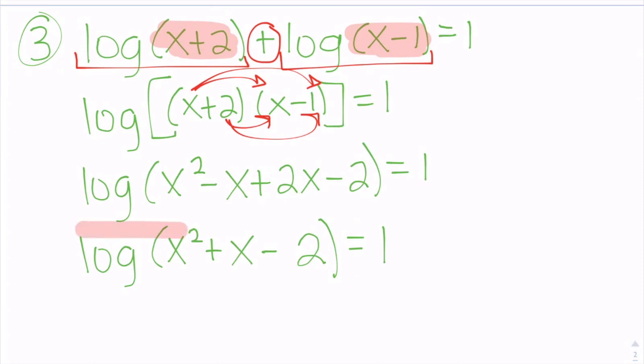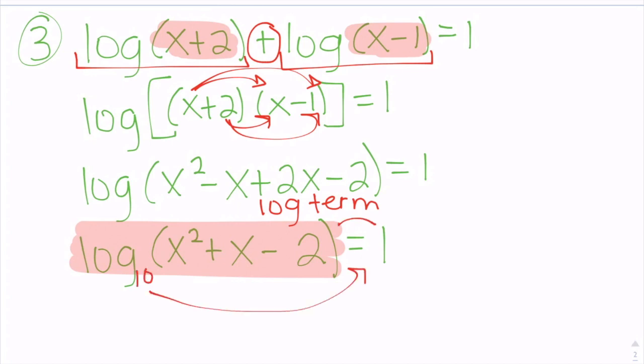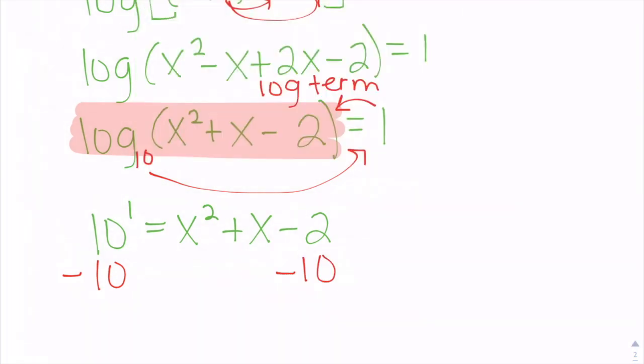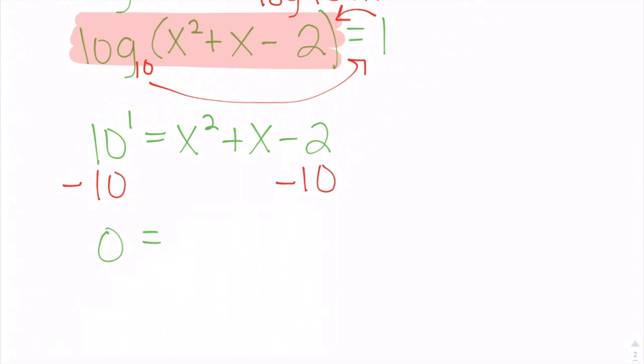And so now we have one single logarithmic term right here. And so that's our isolated logarithmic term that we want to use. And from here, remember that logs with no base have an unwritten 10, and we want to convert this into exponential form. And so that gives us 10 to the first power equals x squared plus x minus 2. When you have a quadratic, to solve for x, you need to make your equation equal 0. So we're going to subtract this 10. And that gives us 0 equals x squared plus x minus 12.